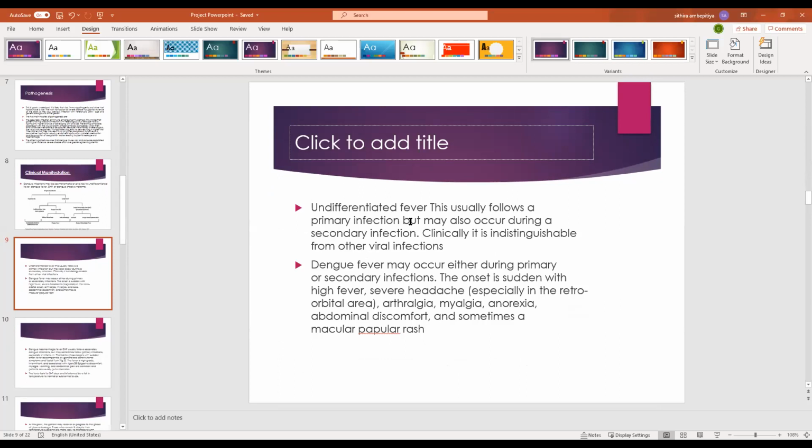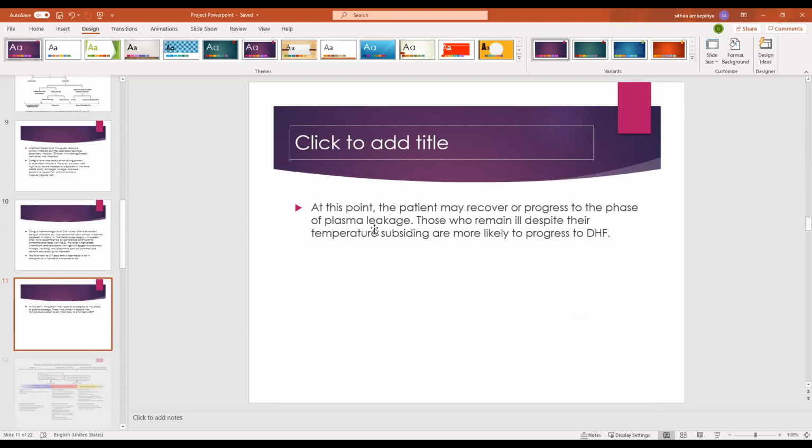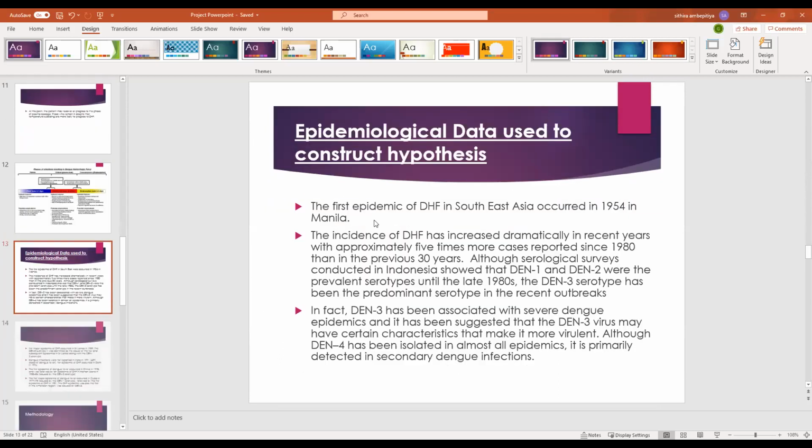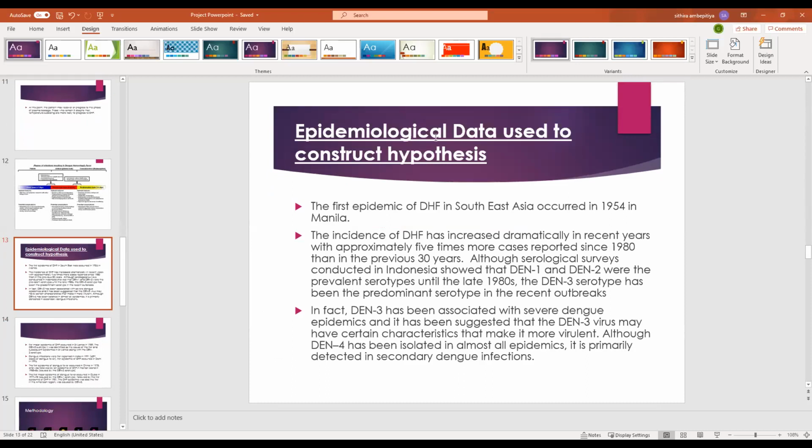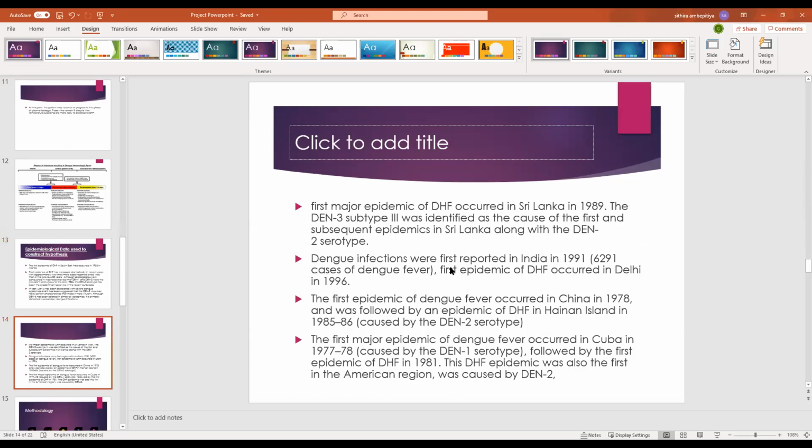So I'll skip this. Yeah, this is the epidemiology data from 1954 to 1980 and so on, which I already explained.